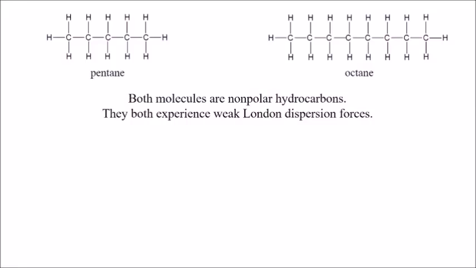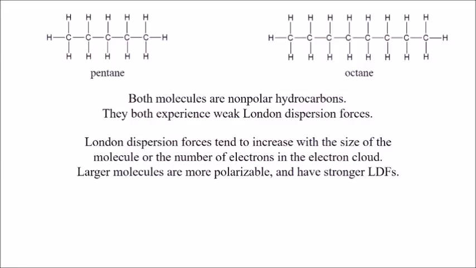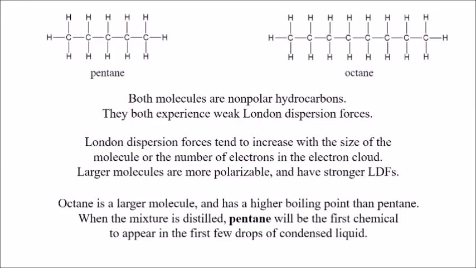How do we compare the strength of the London dispersion forces? Well, it's based on the size of the molecule or the size of the electron cloud. Larger molecules are more polarizable and have stronger London dispersion forces. So in this case, octane is the larger molecule and has a higher boiling point than pentane.